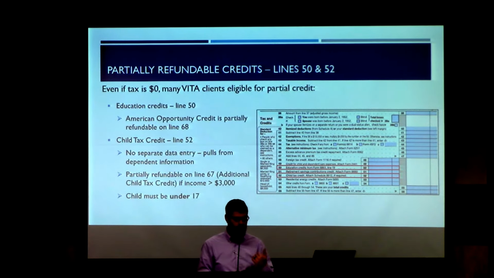There are some credits that are partially refundable. And again, we will get into much more detail about this. The American Opportunity Credit is one of them. There you have a certain amount that can eliminate tax, but then there's also $1,000 that you can get back. So that will actually appear in two places on the 1040, but the first bit comes on line 50. The child tax credit is another one that is both, that is partially refundable.